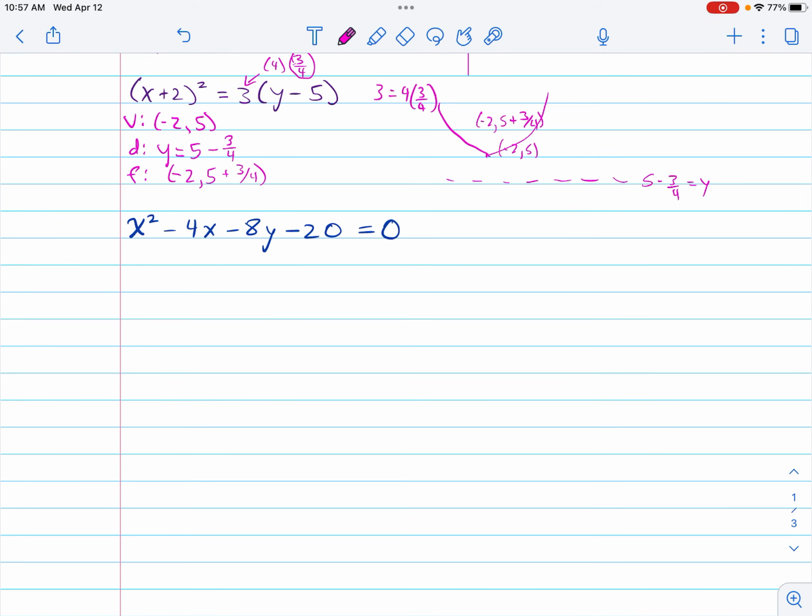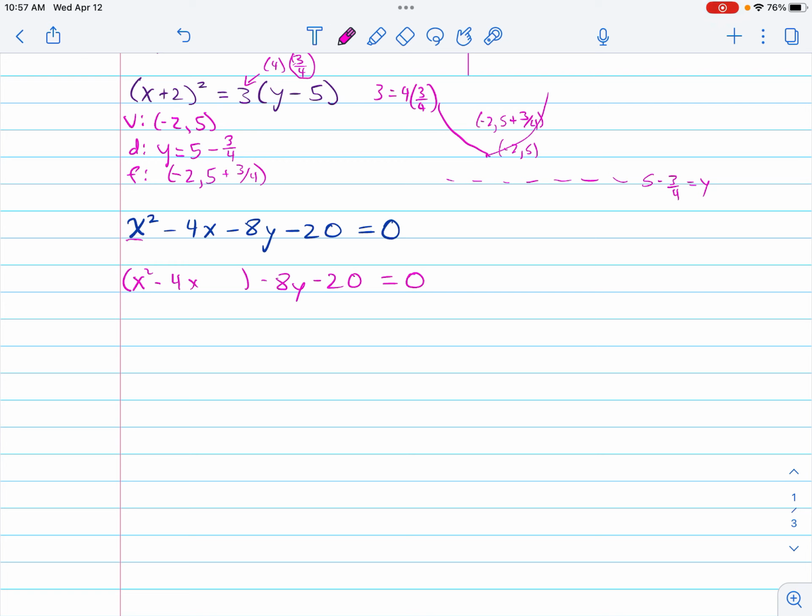This next one is not of that form. We can't easily see what the vertex is. So what I have to do is complete the square. Now, I notice this is one of those parabolas opening up or down because I've got the x part being squared. So here I go. I've got x squared minus 4x minus 8y minus 20 equals 0.